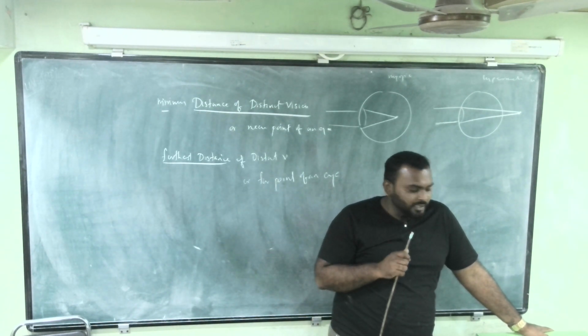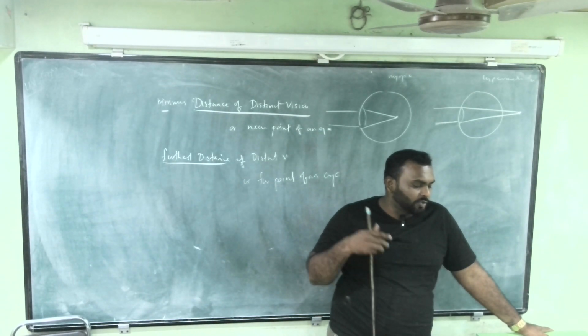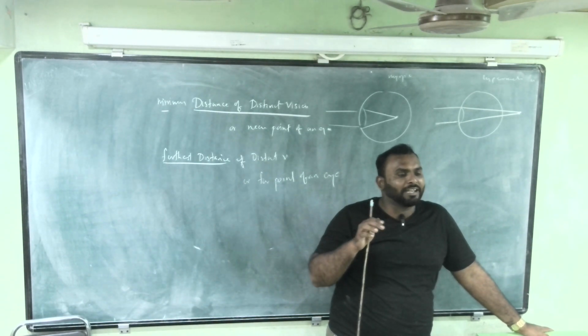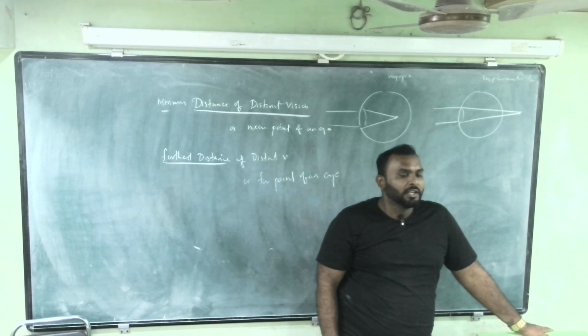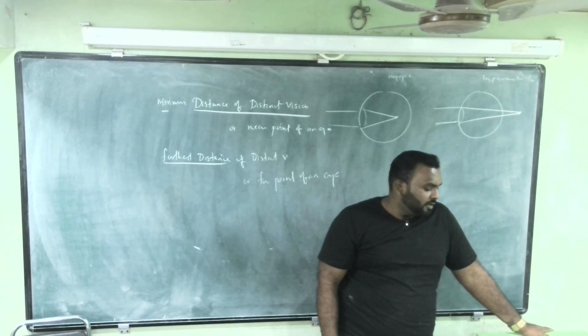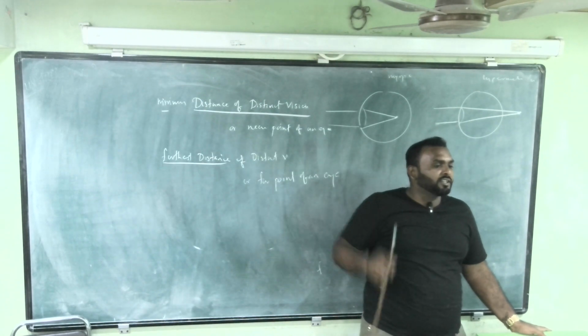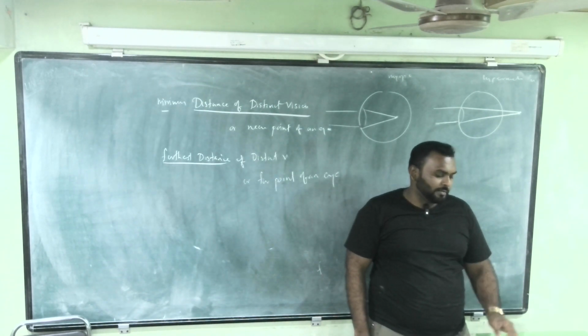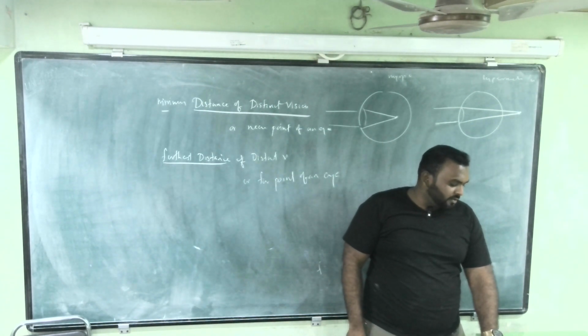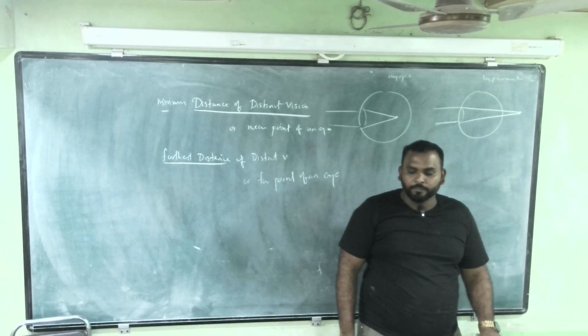So when the object is near, the angle subtended is more. When the object is far, the angle subtended by your eyes is less. This is called the apparent size of an object. So when the object is near, it looks big, and when it is far, it looks small. समझ रहे हैं?